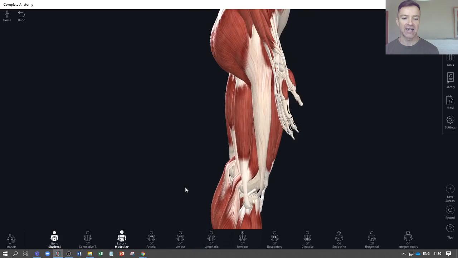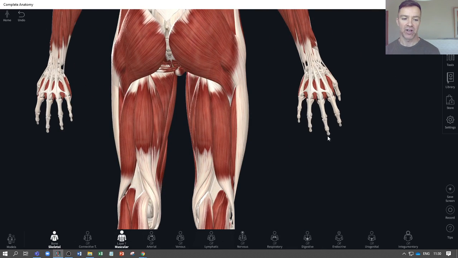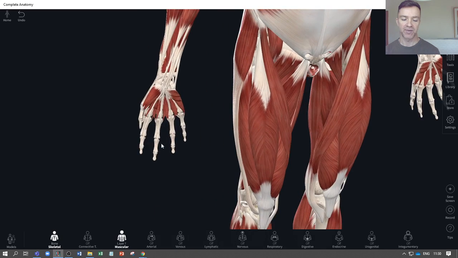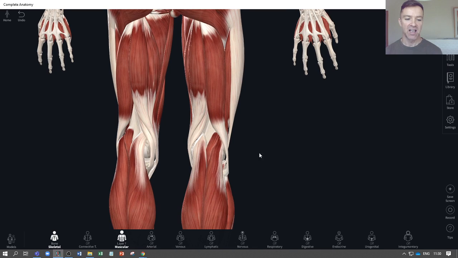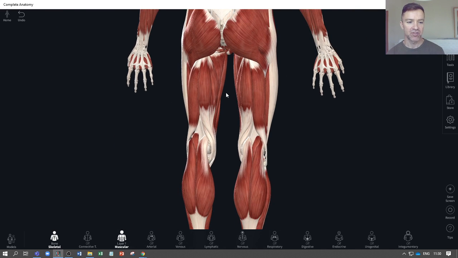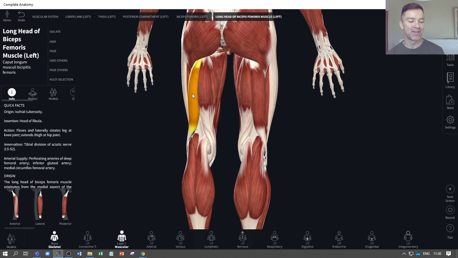Together with the quadricep muscles, they form an antagonistic pair. So your hamstrings and your quadriceps, an antagonistic pair that will result in movement at the knee joint. So the first of the hamstrings that we want to look at is called the biceps femoris.